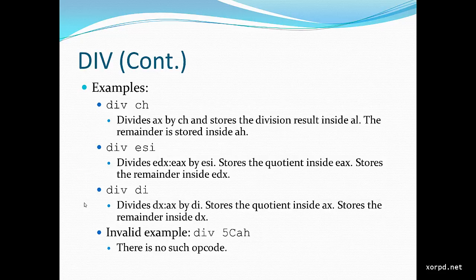Let's look back at this example. If we try to divide by CH some very large number, for example, if AX is going to contain some very large number and CH is very small, maybe if AX is all F's, like FFFF, and CH is just 1, then this division is going to try to put the result inside AL, and there is not enough space inside AL to put the result. So an exception is going to be raised.